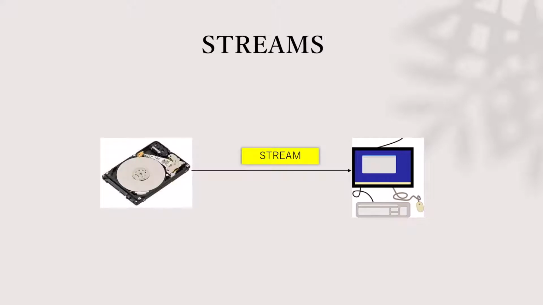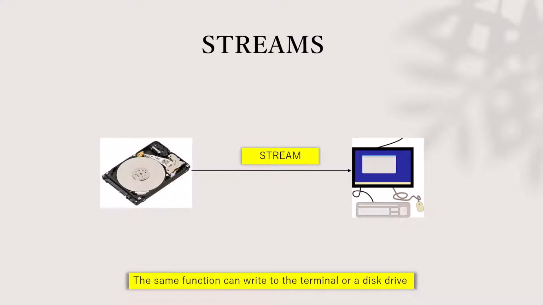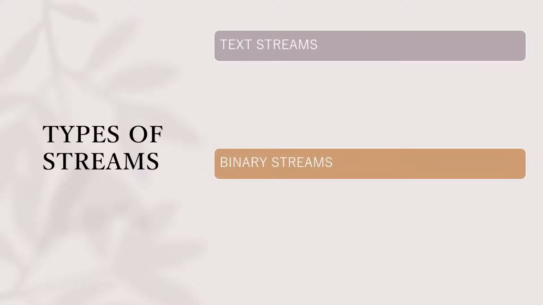But it's the concept of the stream that keeps the programmer independent of the device they're reading from or writing to, right? So in essence, it provides an abstraction between the programmer and the device, therefore allowing us to use the same function to write to the terminal or to a disk drive, for example. Now coming to the types of streams, we can have text streams and we can have binary streams.